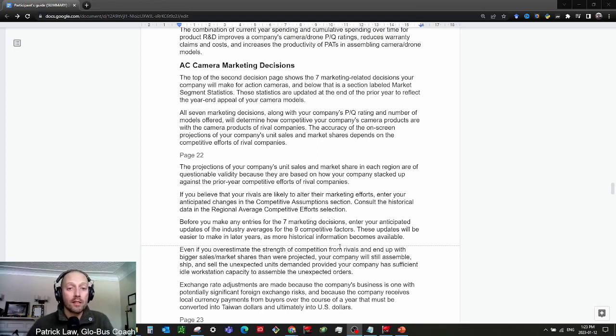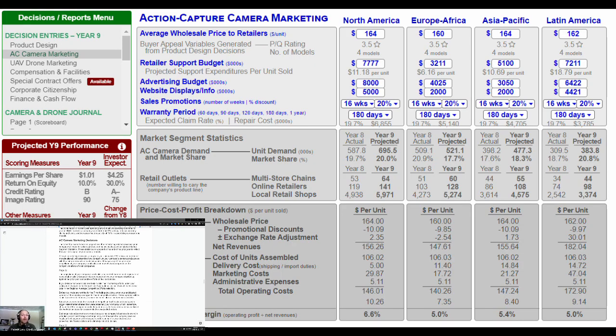AC camera marketing decisions. The top of the second decision page shows the 7 market-related decisions your company will make for action cameras, and below is a section labeled Market Segment Statistics. These statistics are updated at the end of the prior year to reflect the year-end appeal of your camera models. All 7 marketing decisions, along with your company's PQ rating and number of models offered, will determine how competitive your company's camera products are with the camera products of rival companies.